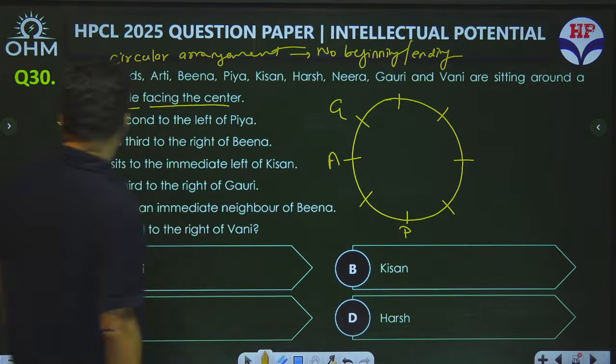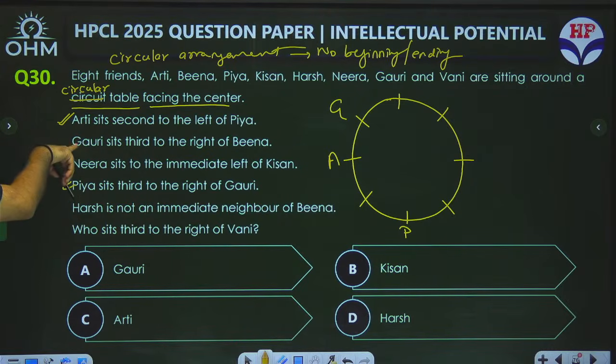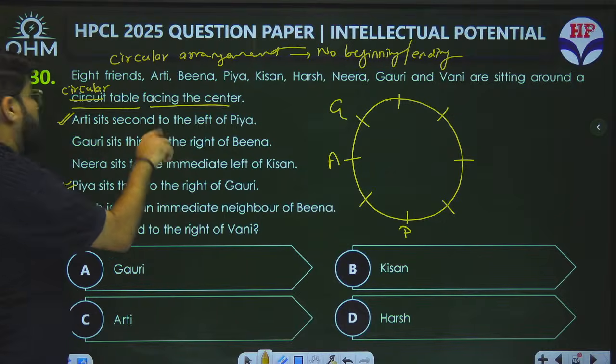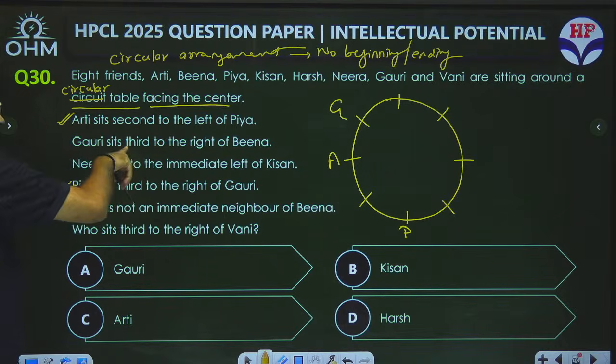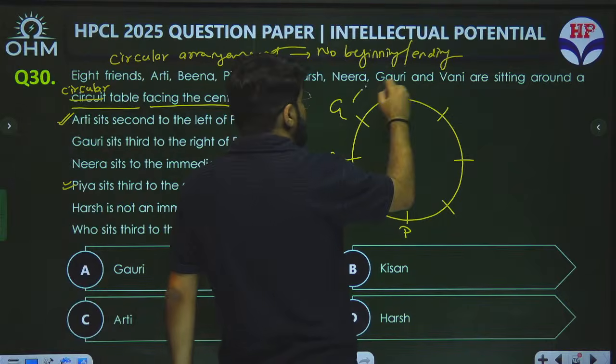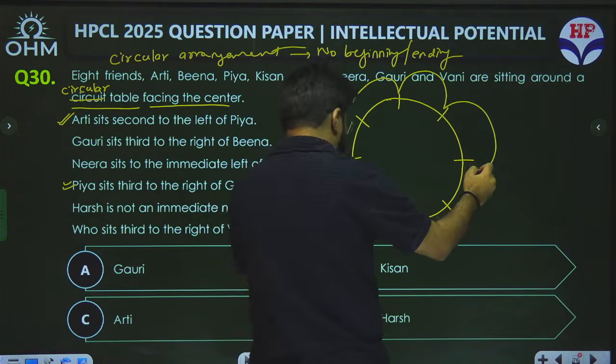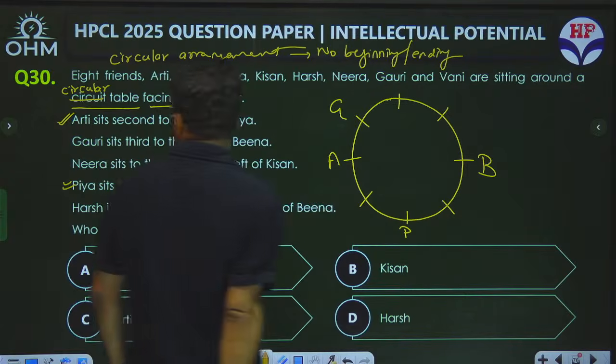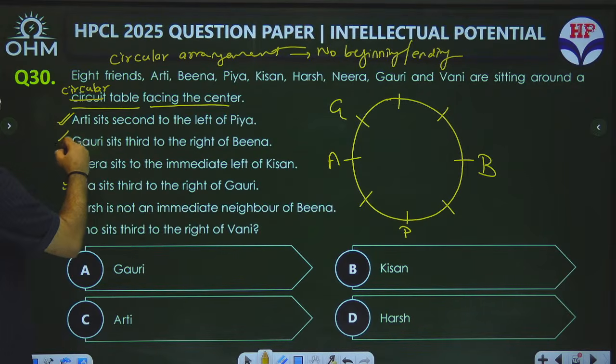So now there is one more statement with reference to Gauri. I will pick this statement. Gauri sits third to the right of Beena, or vice versa, Beena is third left of Gauri. This is Gauri, first left, second left, third left. Here who will come? Beena will come. Okay, this statement is used.